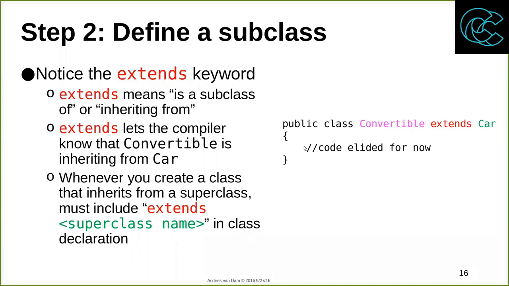So now let's define the subclass. The keyword that is important here is extends. Using extends, we can implement inheritance. So you have the convertible, and we would say that it extends the car class. Extends lets the compiler know that convertible is a subclass and car is the superclass. So it's inheriting all the methods and instance variables that are either public or protected from car to the convertible. So this is the syntax for it.